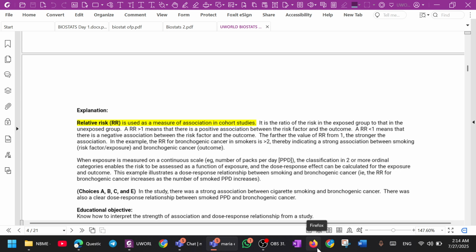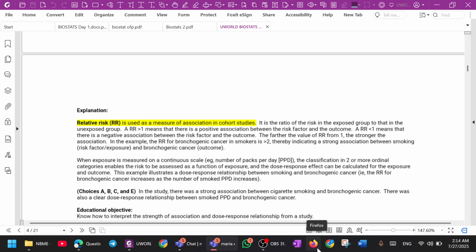When exposure is measured on a continuous scale, such as the number of packs per day, the classification into two or more ordinal categories enables the risk to be assessed as a function of exposure.